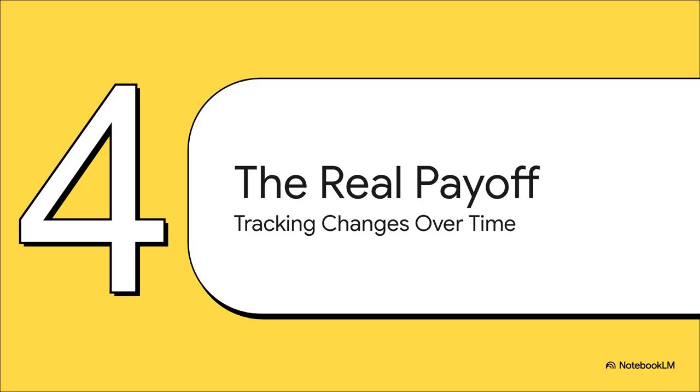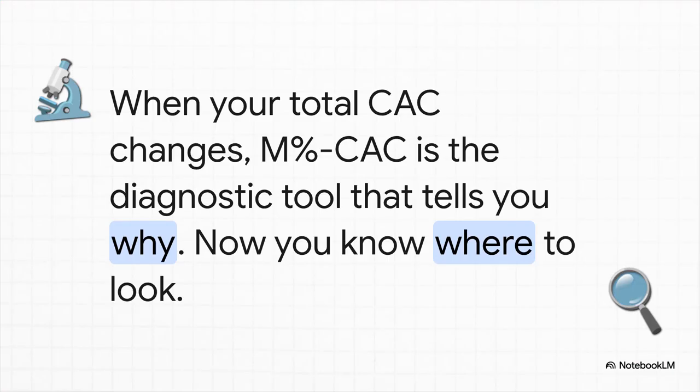And this is exactly why looking at just one snapshot in time isn't enough. The real magic, the really powerful insight, happens when you start tracking this metric over time, quarter after quarter, year after year. Think about it. When your total cost to get a customer goes up or down, this metric is the diagnostic tool that tells you why. Was it a shift in marketing spend, or did something change on the sales side? All of a sudden, you know exactly where to look and what questions to start asking.